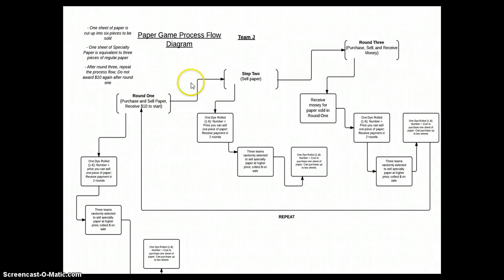After round 1, this should say round 2, the same thing happens. 1 die is rolled, 1 through 6. The number is equivalent to the price that you can sell 1 piece of paper. You receive the payment in 2 rounds, and also 3 teams are randomly selected to sell specialty paper at a higher price and collect the money on the sale. And the 1 through 8 die is rolled again, and that is the cost to purchase 1 sheet of paper, and you can purchase up to 2 sheets.